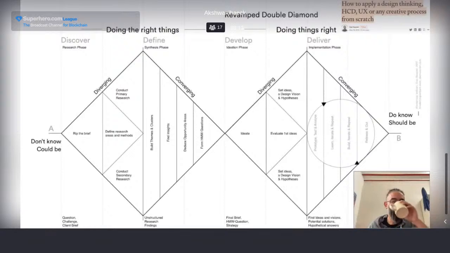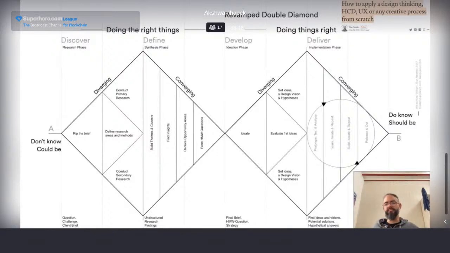Then after we have this how might we question, and we have this clear definition of the problem, that is the moment in which we start to diverge our thinking again, and you start in an ideation mode, just brainstorming ideas, adding stuff, asking people how they think they should be tackling a specific problem, and so on. A lot of ideas, a lot of everything.